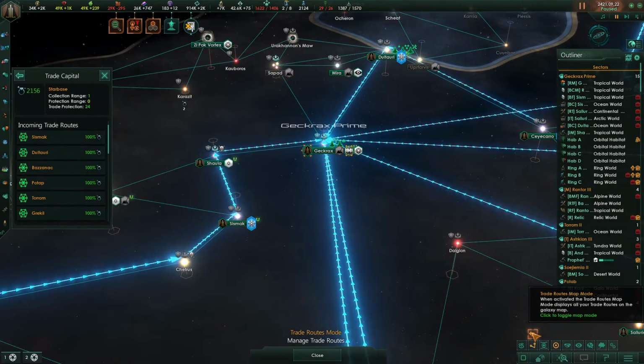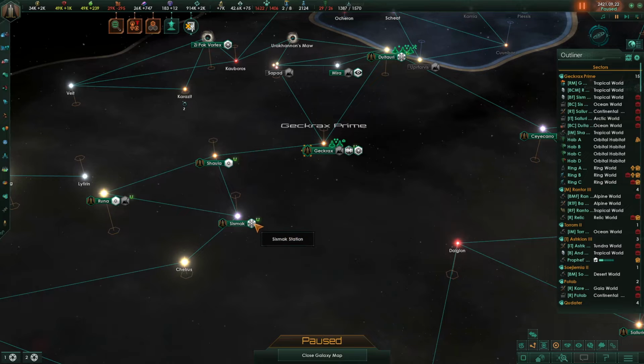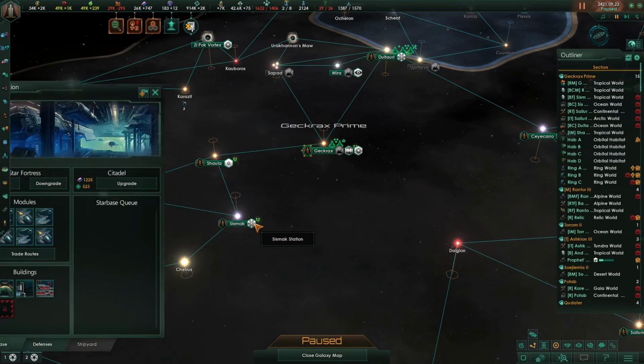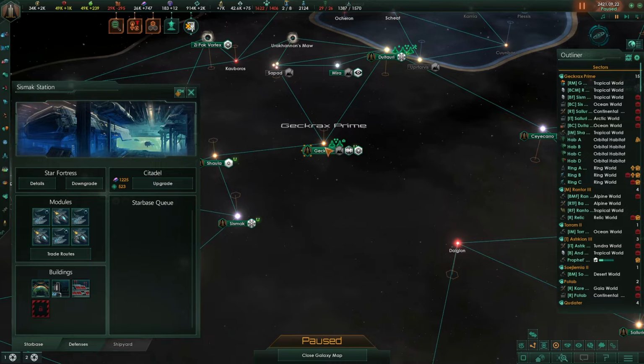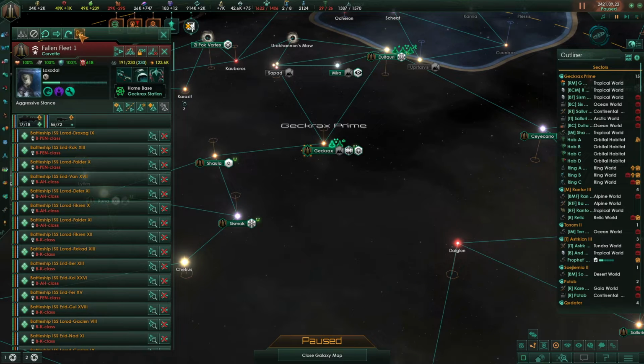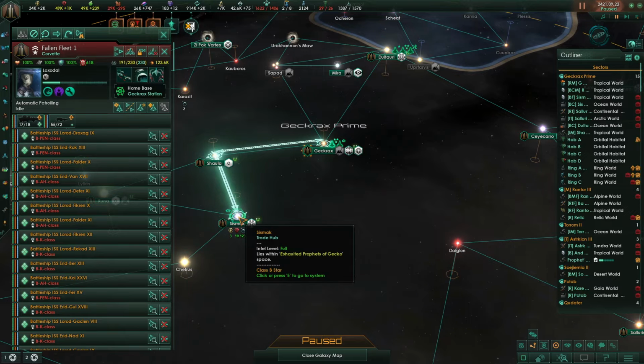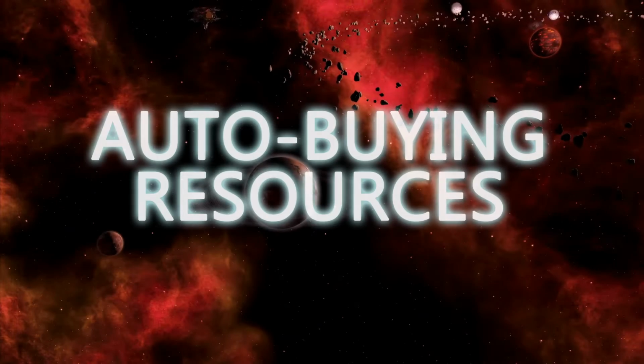To prevent further disruption of your trade routes, you will need to set up proper trade route protection, either in the form of hangar bays on strategically positioned starbases, or by using a fleet to patrol the route. For more detailed information on trade routes and trade protection, see my trade tutorial linked in the description below.